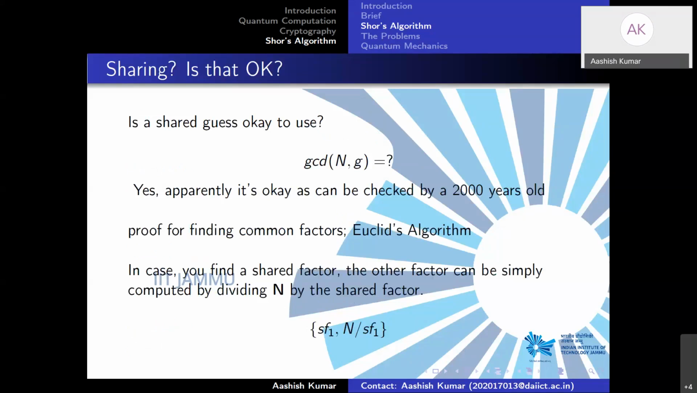Okay, so is it okay to use a shared guess? Yes, apparently it is okay to use a shared guess, as it has been proved by Euclid's algorithm that in case you find the shared factor, the other factor could be simply computed by dividing n by the shared factor. So we'll get two numbers: one would be the shared factor and the other one would be the number divided by the shared factor.